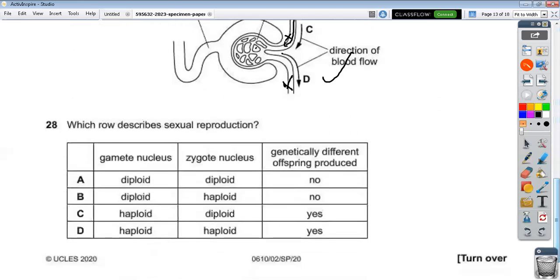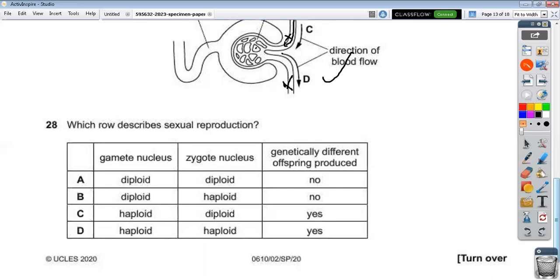Now, which row describes sexual reproduction? Which row correctly describes sexual reproduction? Sexual reproduction. So which one? Gamete, nucleus, zygote, nucleus, genetically different offspring, sexual.